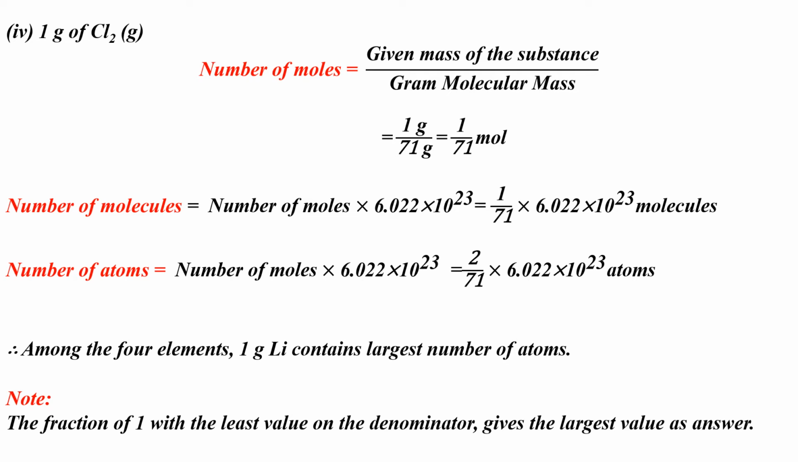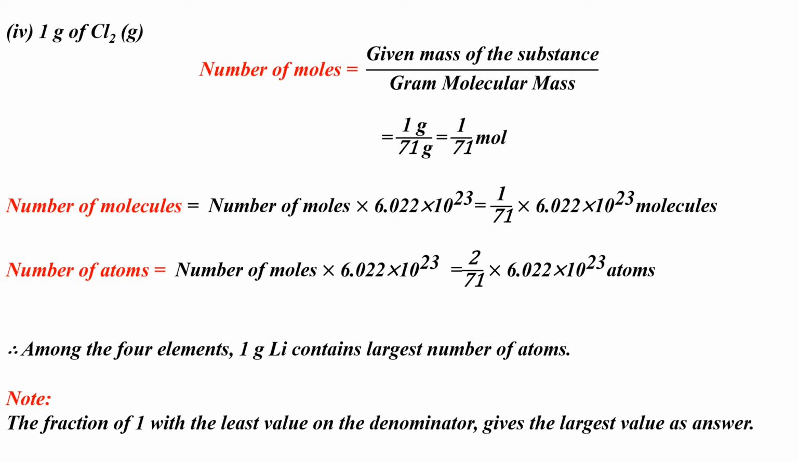But what is our actual aim? We need to find the number of atoms. So in the next step, we use the formula number of atoms equal to number of moles into Avogadro's constant. But there's a difference here. Look at the numerator. In place of 1, you have 2. Okay, so the answer becomes 2 divided by 71 into 6.022 into 10 power 23 atoms.